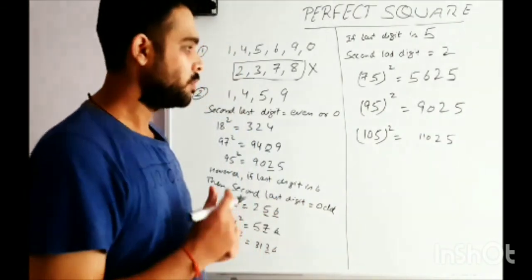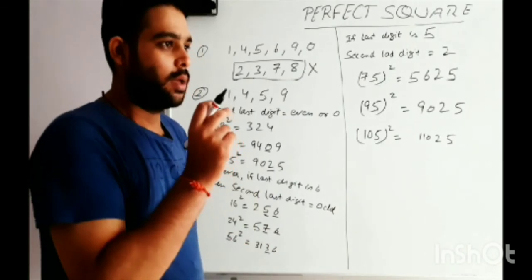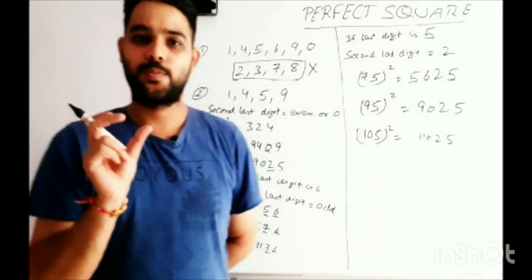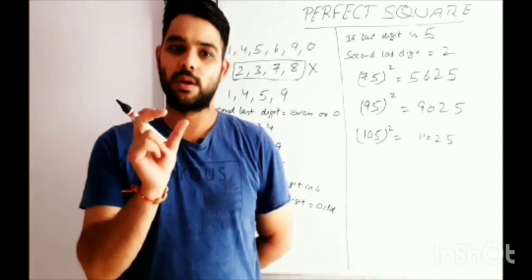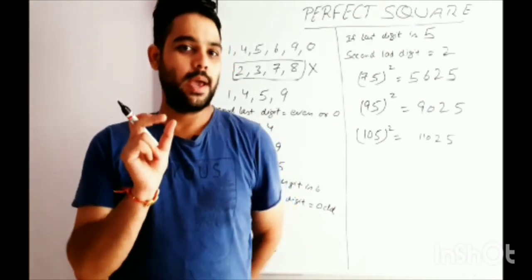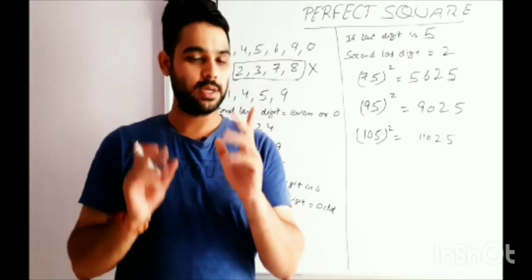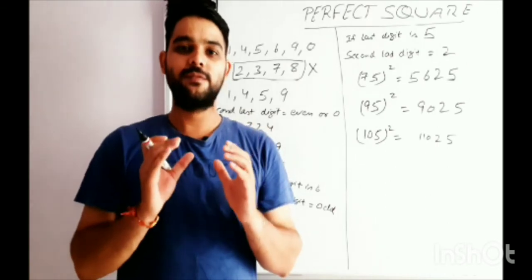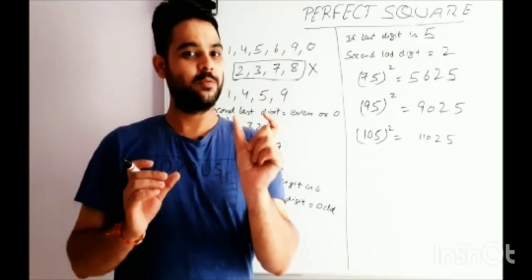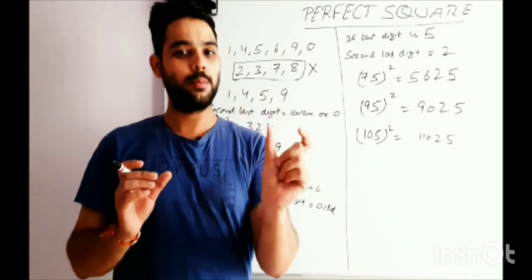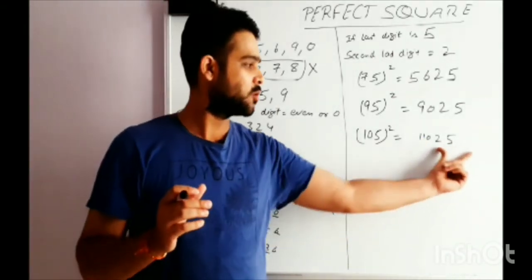Now, coming to the most important part of this. Whenever you have a perfect square, the digital sum of that perfect square will always be an odd number or 4. Just try to understand what I am saying. If there is a perfect square, the perfect square digital sum will always be an odd number or 4. What is the digital sum? Digital sum is basically the sum of all the digits that you are having.